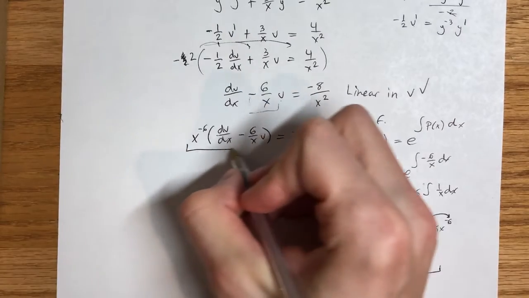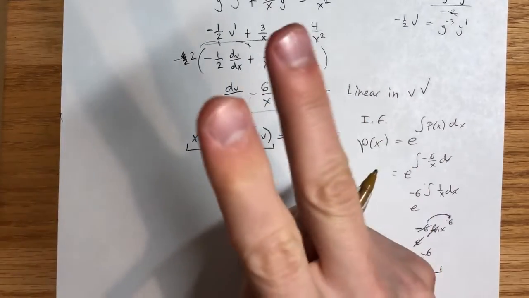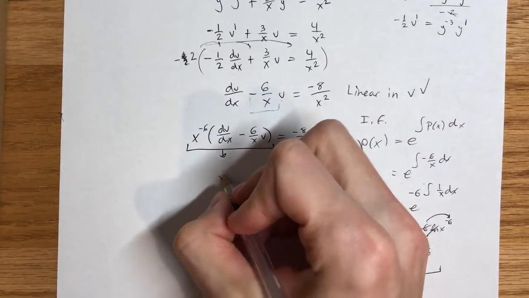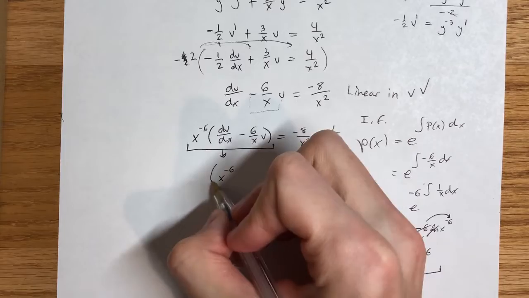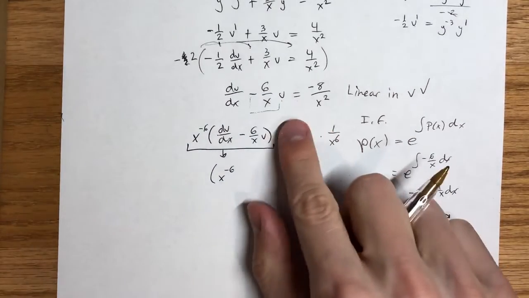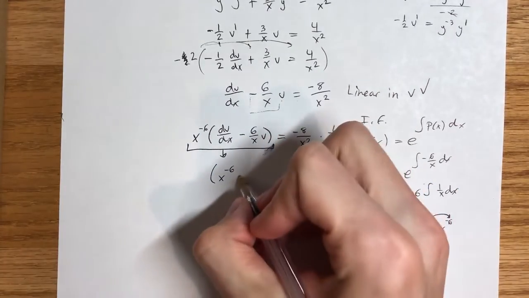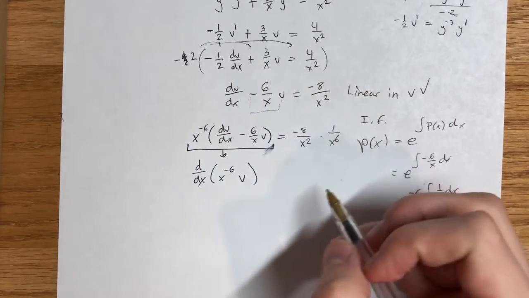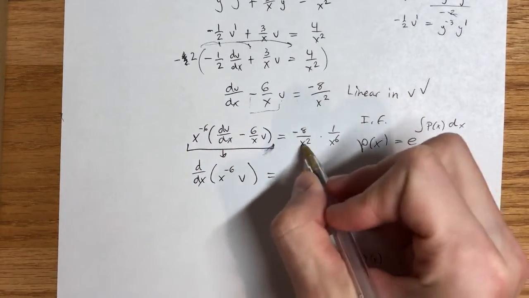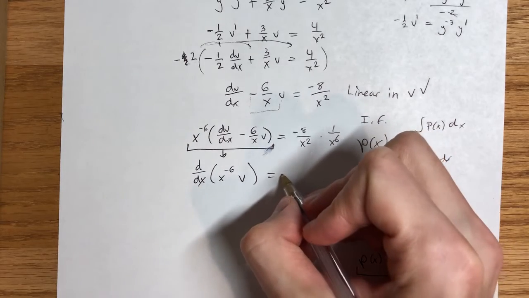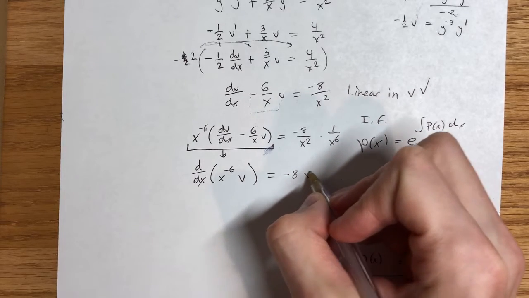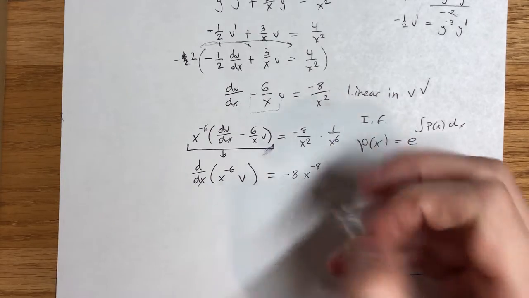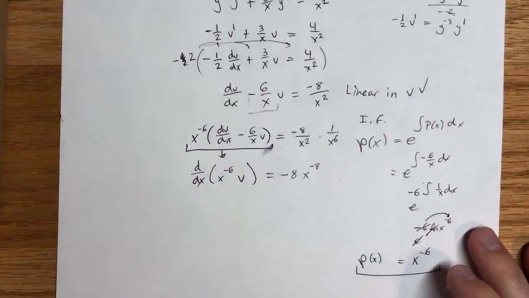So for the left-hand side, this will always become the derivative of two functions. The first function is your integrating factor, so I need to bring that down. So I'll have that as one of my functions. The second function is always your linear variable. So for us, that's v. And remember, it's the derivative of that. And then this will be equal to the simplified version over here. So I'm going to write it as negative 8 x to the negative 8th, because you just add the exponents, and then if I bring it back up, it becomes a negative exponent.